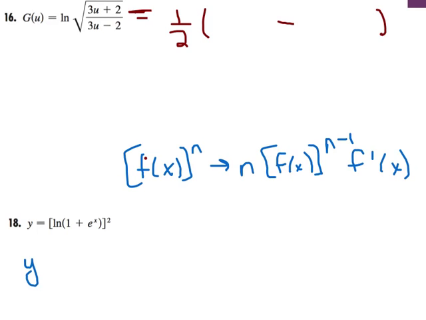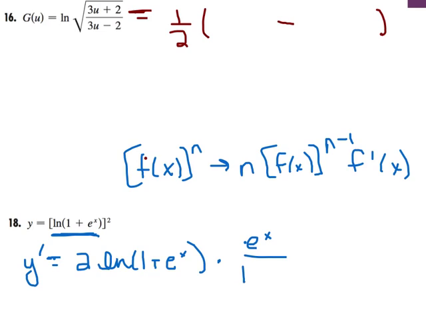Alright, so maybe I'll just start this again. Y is the 2 times the natural log of this to the 1 less power times the derivative of the natural log of this. Well, the derivative of the natural log of u is u prime over u. So it was really quite simple, right? Again, here's your n times the function to the 1 less power, it's to the first, times the derivative of the function, which is u prime over u.